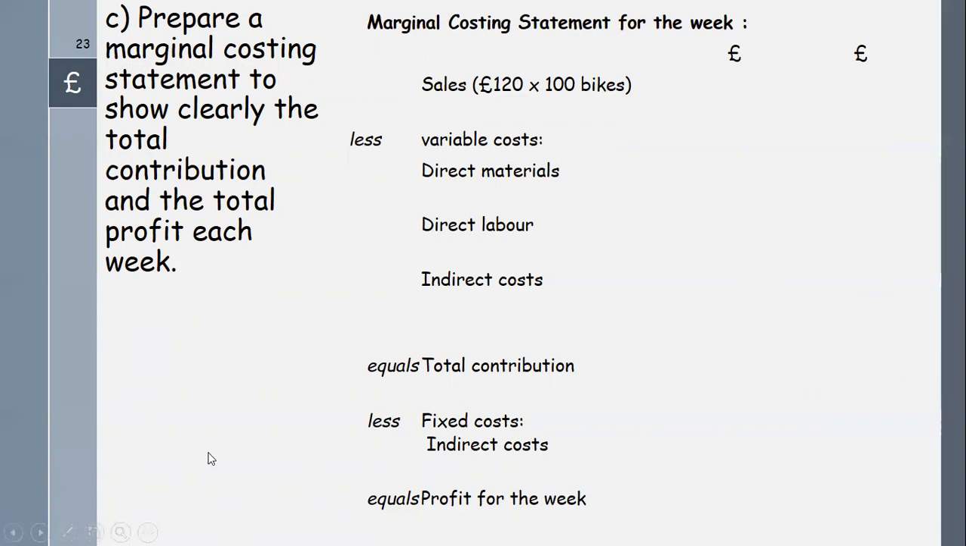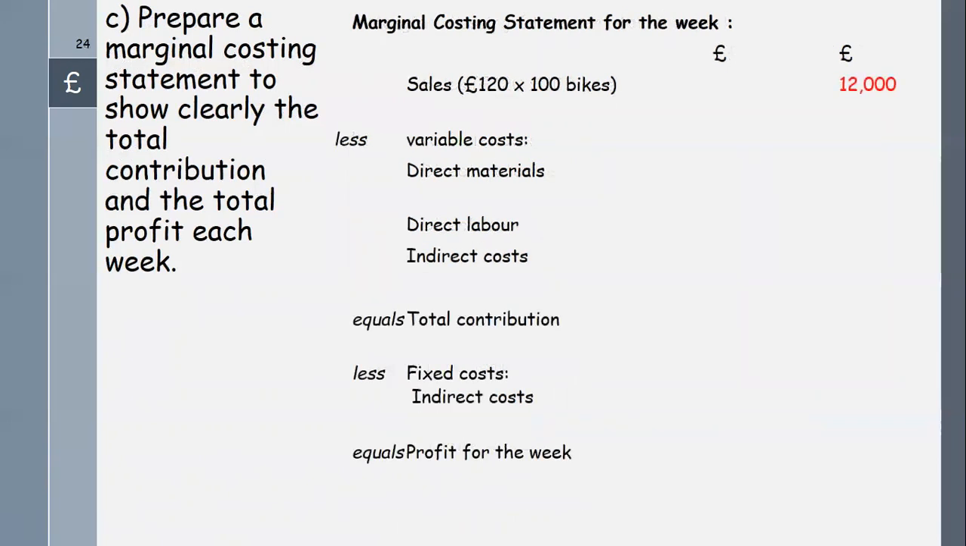Okay, so at the top we'll have sales or revenue. So for the week, there's 100 bikes sold in the week. So £120 times 100 gives me £12,000 for sales. Then we're going to take away the variable costs, remember, because contribution is sales, take away variable costs. So each of the three variable costs, just from the question, I'm just going to list them. So direct materials, 3,000, direct labor, 2,500, indirect costs. Remember, 2,000 of that was variable. I'm going to add that together, and that's going to give me 7,500.